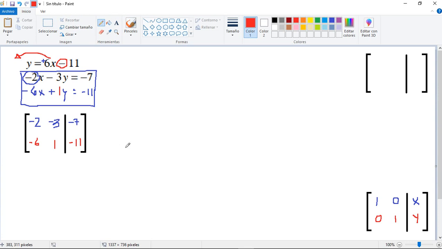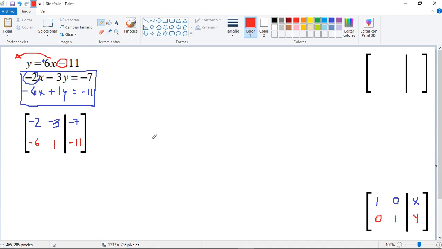So I want you to do this step for systems 2, 3, and 4. So pause the video and do this step for systems 2, 3, and 4. All right. Now that you have this step in those 4 systems, let's continue.